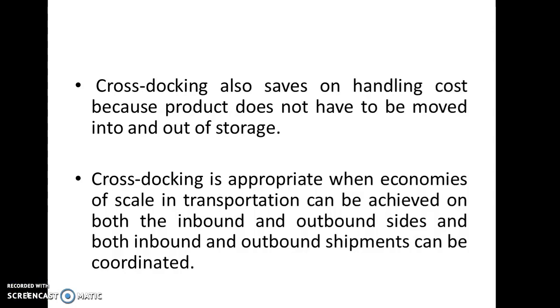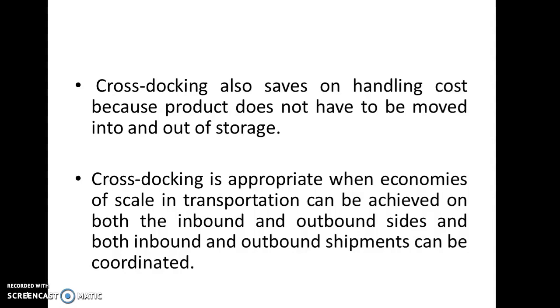In this model, the products need not be moved from inbound trucks to a warehouse for storage, and then again from the stored place, that is from the warehouse to the outbound trucks. That is, the transportation happens in and out. But in case of cross-docking, that is not there because the products are directly shipped from inbound trucks to outbound trucks. So the handling cost is reduced.